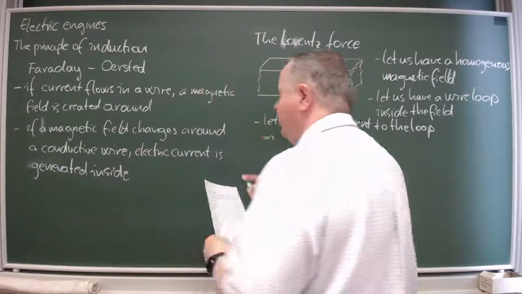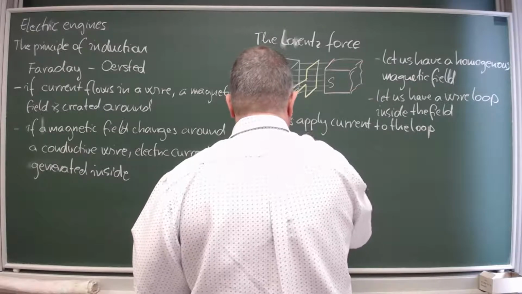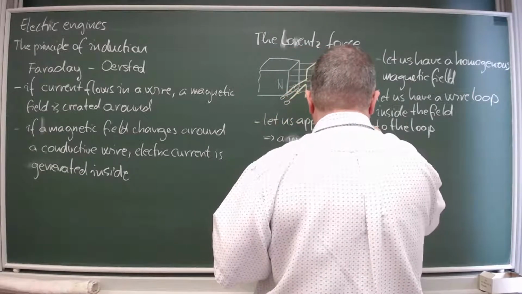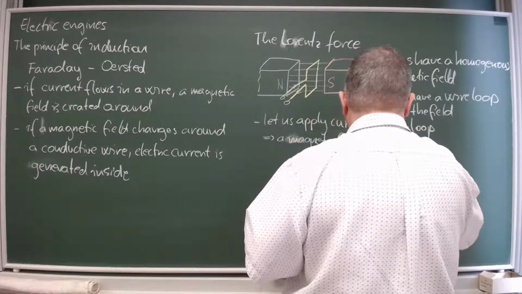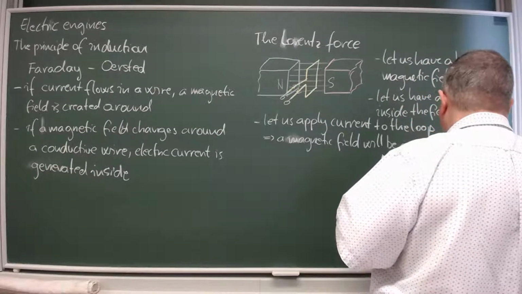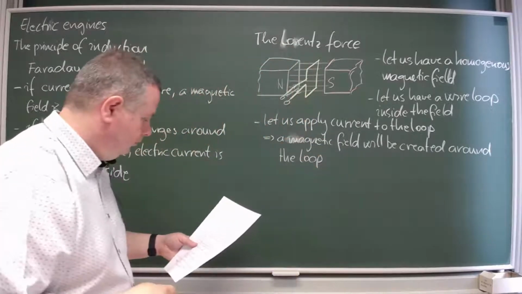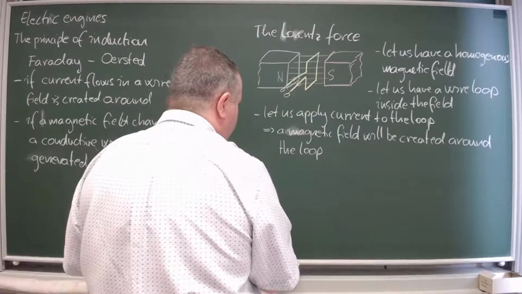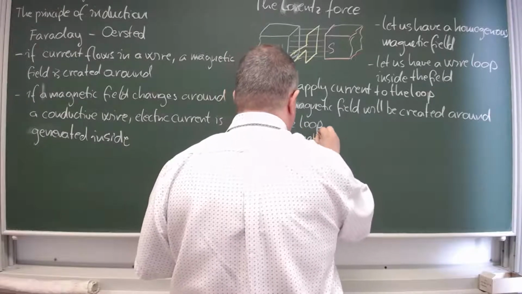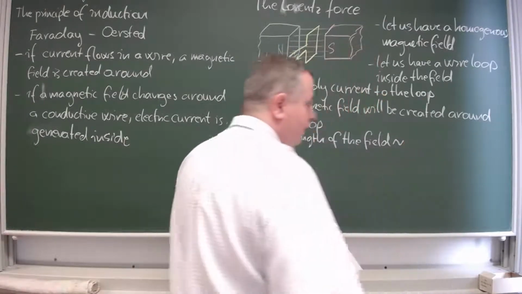then you will see, based on Faraday's and Ørsted's work, that a magnetic field will be created around the loop, and the strength of the field will be proportional to the intensity of the current.